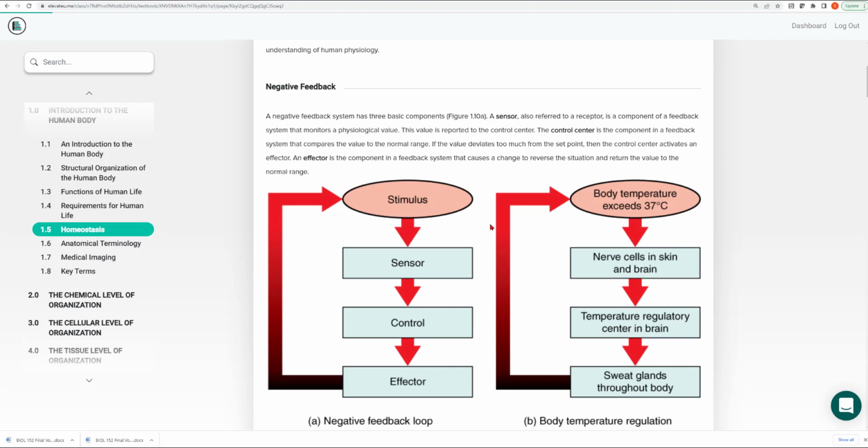So, as the temperature was too high, as you warmed up your house, the thermostat turned off the heater. And then as the temperature got too cool, the thermostat turned the heater on. Those are actions of negative feedback.